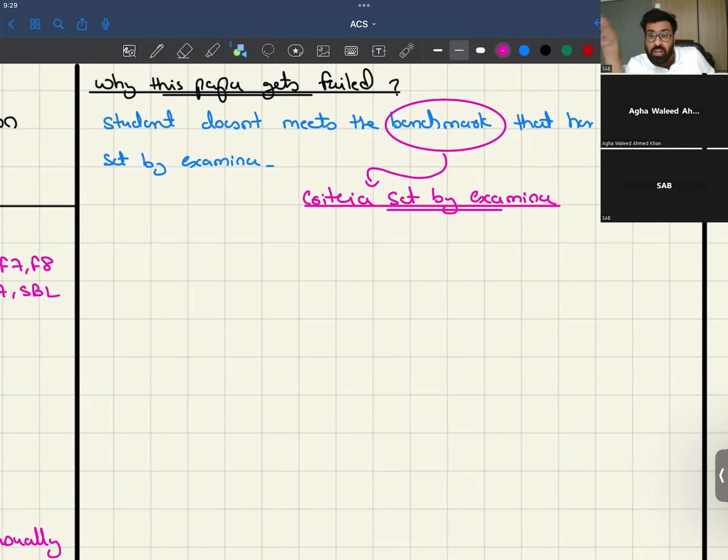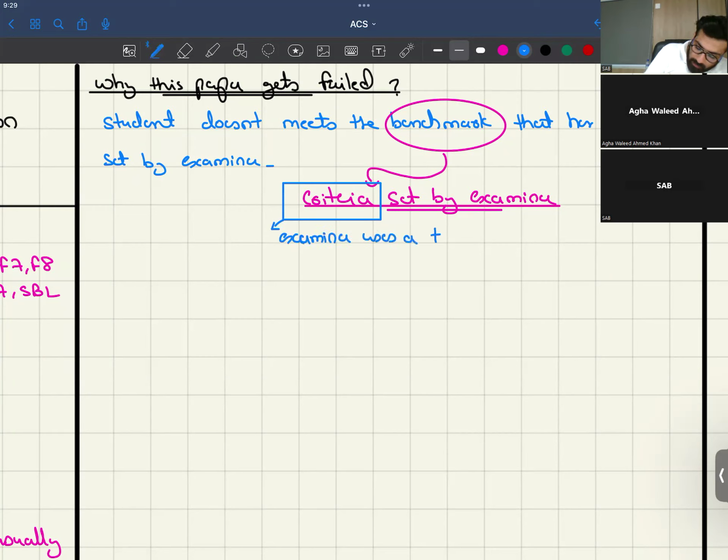There is a criteria mentioned by the examiner on every answer scheme. If your answer meets this criteria, you can easily pass this paper. And if your answer doesn't meet the criteria, then you are not going to pass this paper. Now, the examiner uses a term here, boxes: you have to meet these boxes, right?